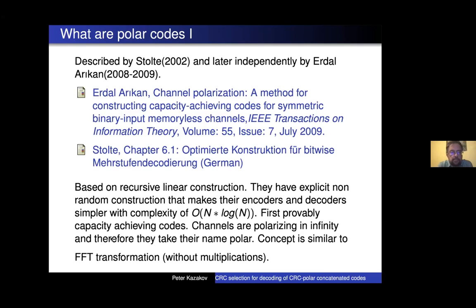They are based on a recursive linear construction, and their encoders and decoders have very good complexity, N times log N. They are probably the first capacity-achieving codes. Channels are polarizing in infinity, and that's why they get their name, polar. And the concept is somehow similar to the FFT transformation without the multiplication part.